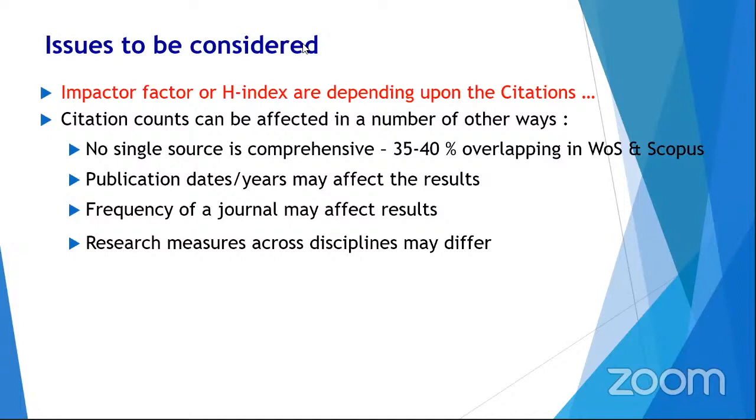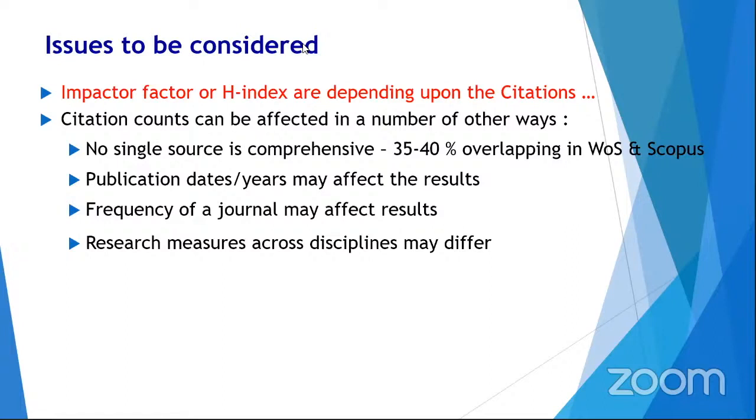If you talk about Web of Science, it was published in 1963 by the ISI. Earlier it was the Institute for Scientific Information, now it is Clarivate Analytics. It covers about 11,500 journals, whereas Scopus covers about 18,000 journals. So you cannot compare both these sources. There is no proper source.